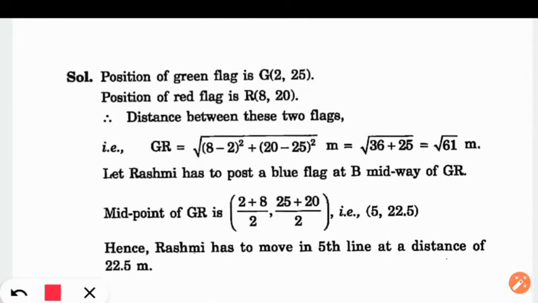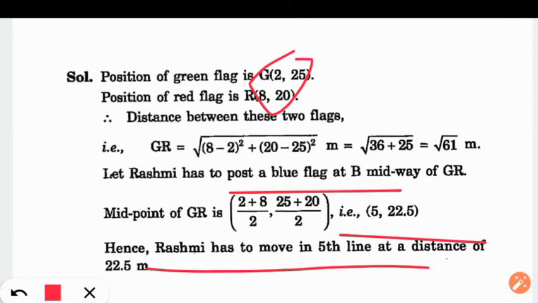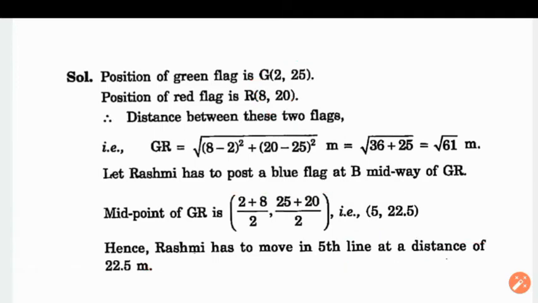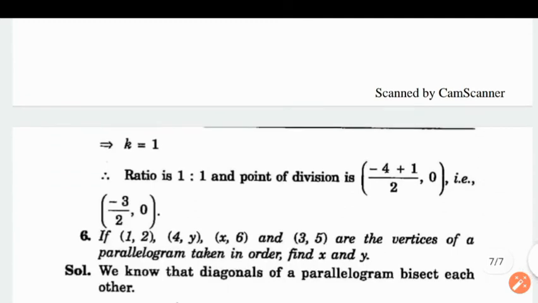Now Rashmi has to post a blue flag at the point B, midway of GR. So what is the midpoint formula then? This plus this, 2 plus 8, x1 plus x2 divided by 2, y1 plus y2 divided by 2, and we got this one. Hence Reshmi has to move in the 5th line at a distance of 2.5 meter along AD. That is the solution we have.